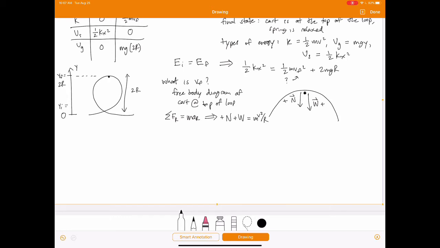Okay, so the next thing we'll do is we'll say if n goes to 0, that means the cart is just about to fall out of the track.